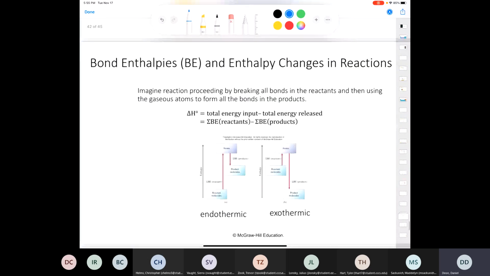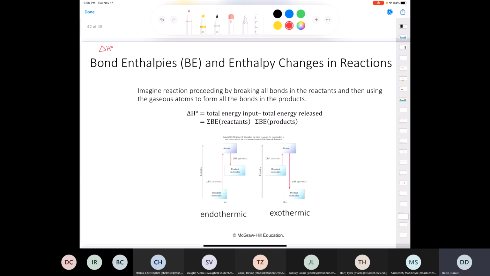And the answer is we can calculate the delta H of a reaction. This goes all the way back to chapter 6, doesn't it? Well, we can calculate the delta H of a reaction using bond enthalpies. Back in chapter 6, we did calculate the enthalpy of a reaction, right?